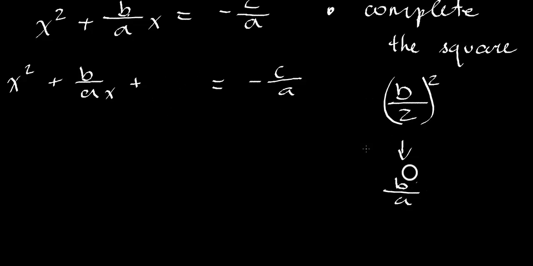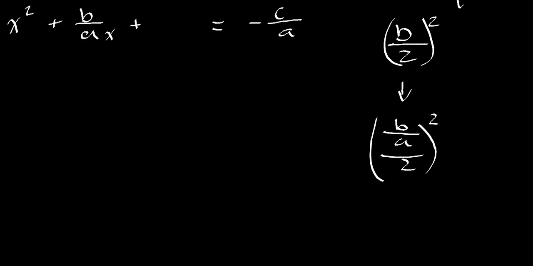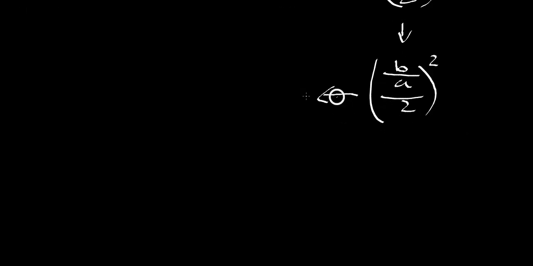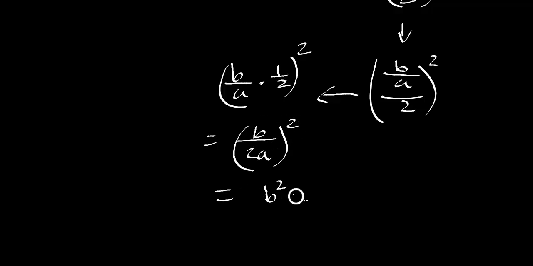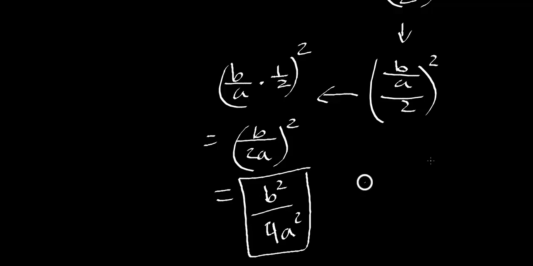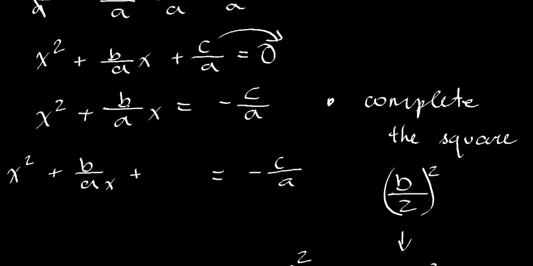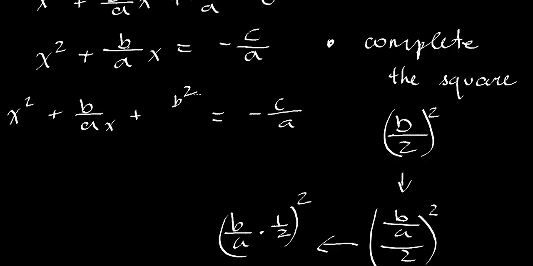So it's b over a, divided by 2, and this whole thing is squared. Now I'm going to do everything on the inside first. This divided by 2 is the same thing as b over a times 1 over 2, and that's going to be b over 2a. If we distribute the squaring, we get b squared over 4a squared. So this is the value we are adding here. We are adding b squared over 4a squared. Is that correct? Yes.